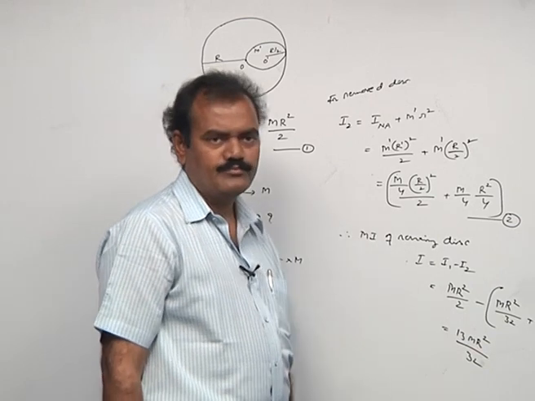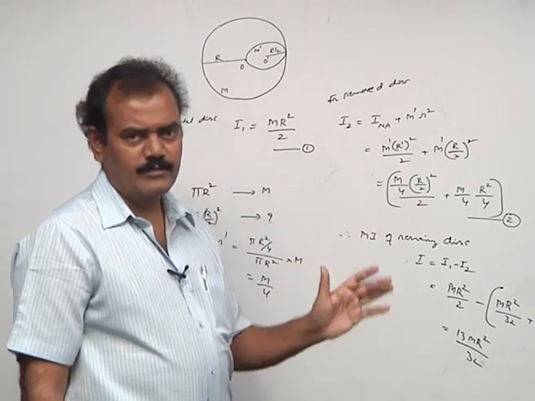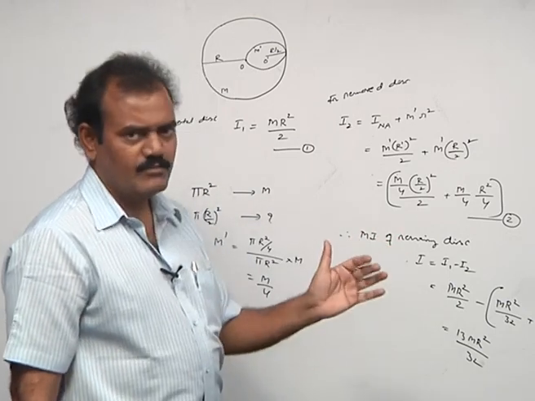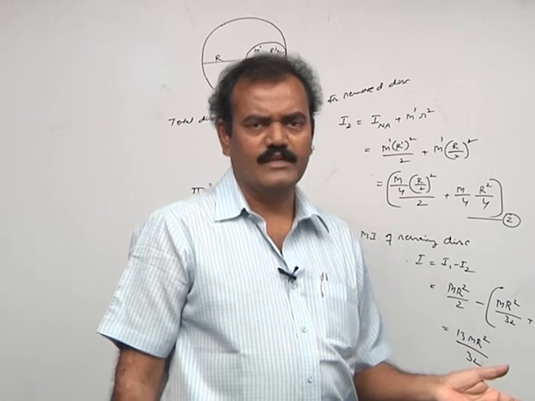When you solve, the MI of the remaining disk is I1 minus I2, which is 13MR² by 32. So far we have completed some of the problems, and in the next class we will continue with the same models and take different models.